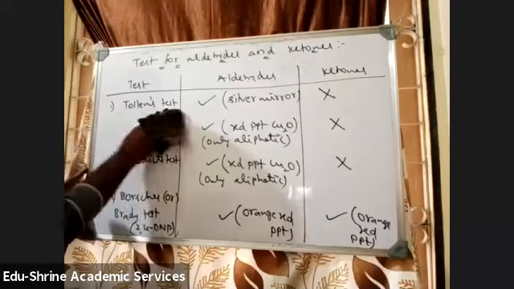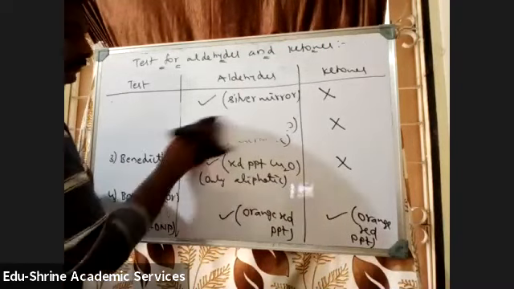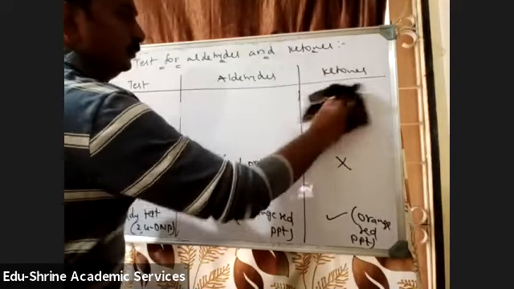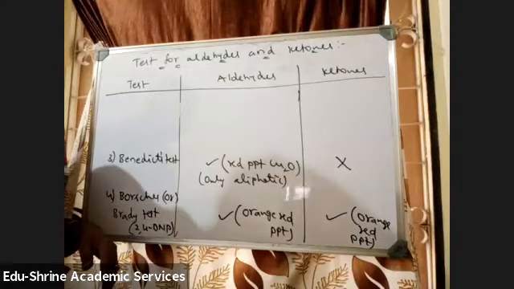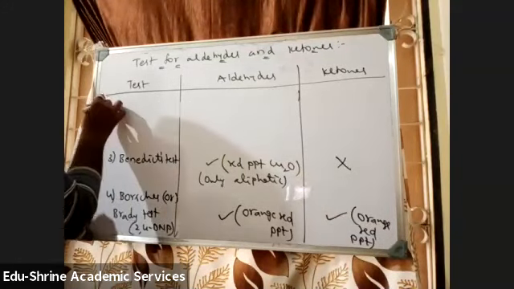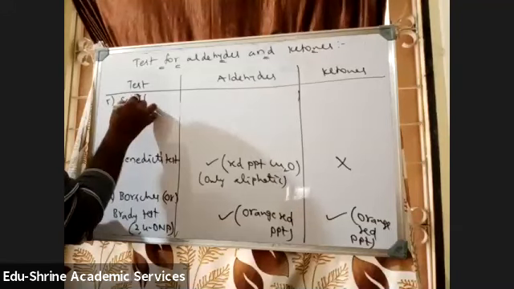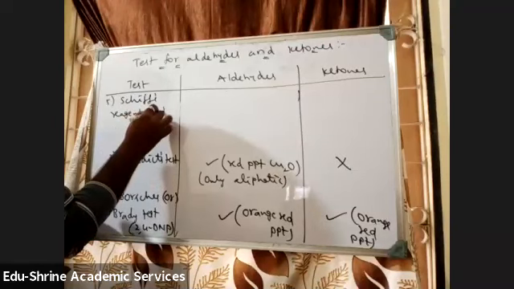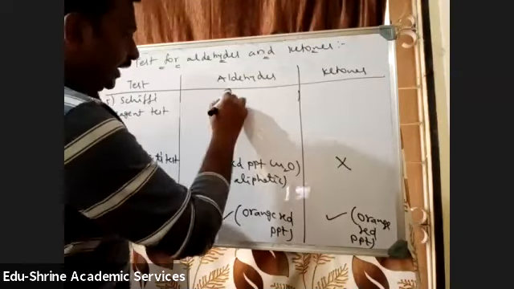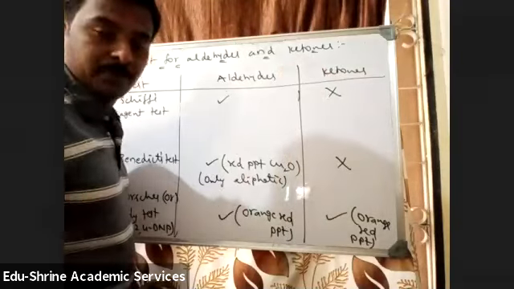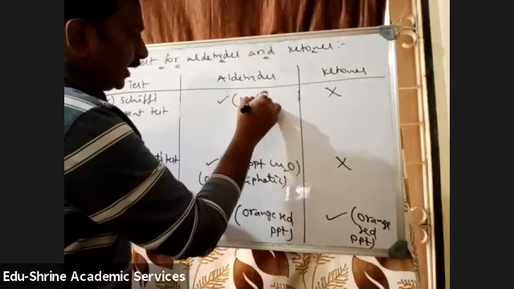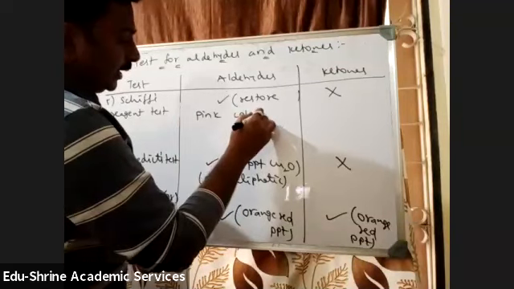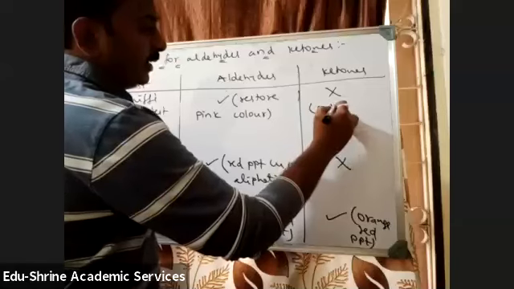Fifth one, Schiff's reagent test. Schiff's reagent test will be given only by aldehydes, but not by ketones. Aldehydes will restore the pink color. Ketones' solution will remain colorless.